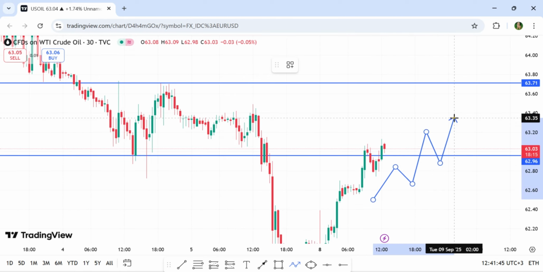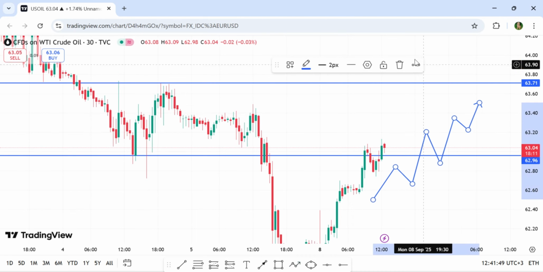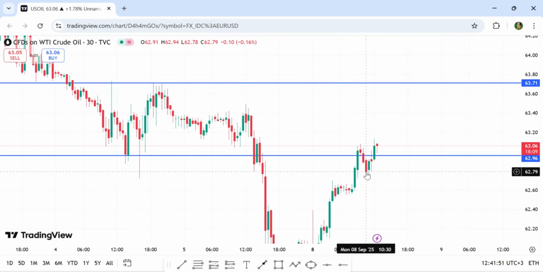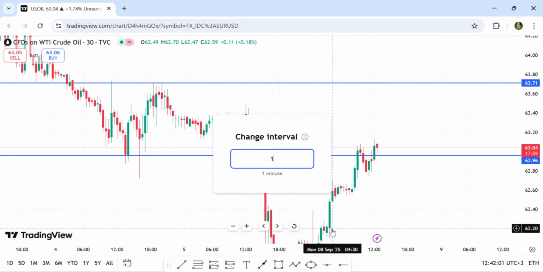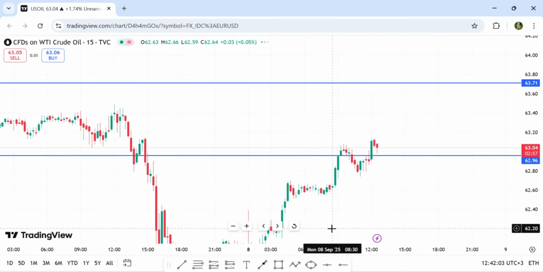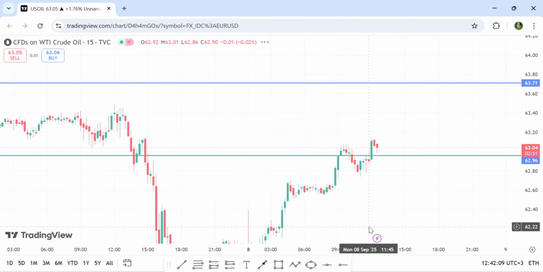Alternatively, if you know how to read the market structure, then you know an uptrend moves in a series of higher highs and higher lows like this. So that is what is currently happening. Correction, impulse, correction, impulse. So maybe we have a correction to this support line, and then we have a push all the way to the upside. So on US oil, it's a buy.